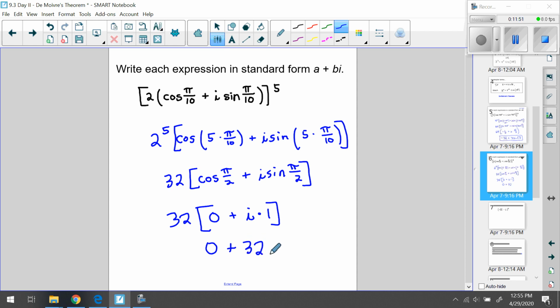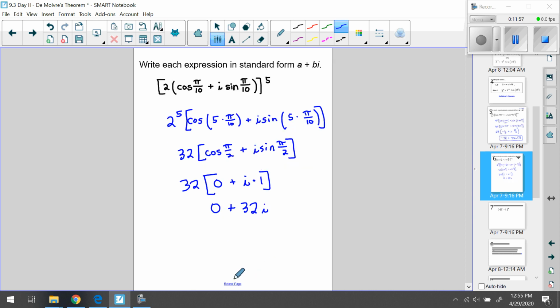So if you want to leave your answer this way, you can. 0 would be the real number part. So that means if you were graphing this, you wouldn't go left or right along the x-axis, or the real number axis. And then you would go up 32 along the imaginary axis. So you can also express this as just 32i. I suppose that would be considered most simplified.